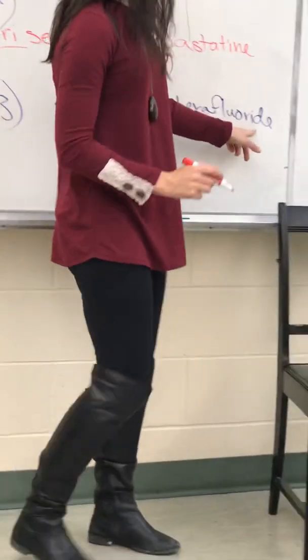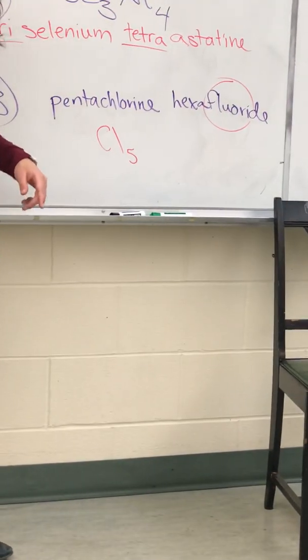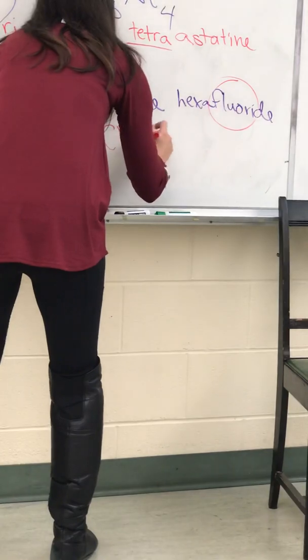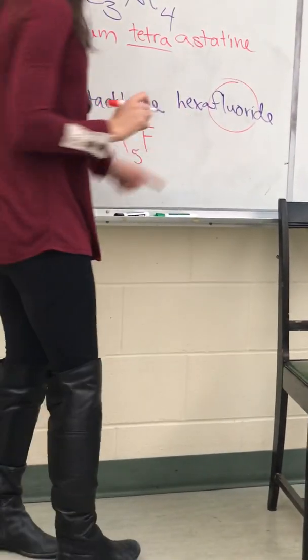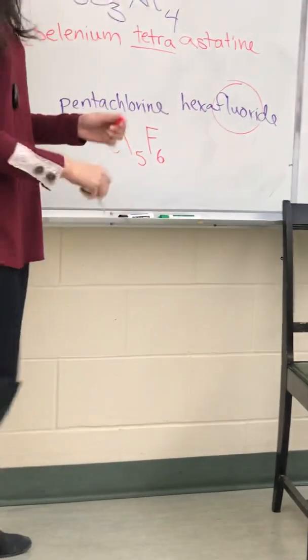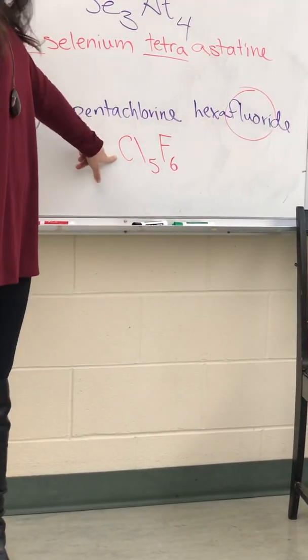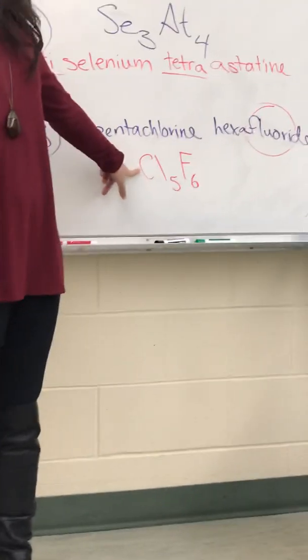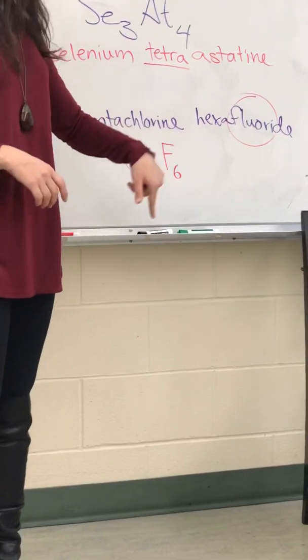How about this one? What's the symbol for fluorine? F. That's how many? 6. So that would be Cl5F6. These are exactly what they look like in the periodic table. This is a capital, that's lowercase, that's capital.